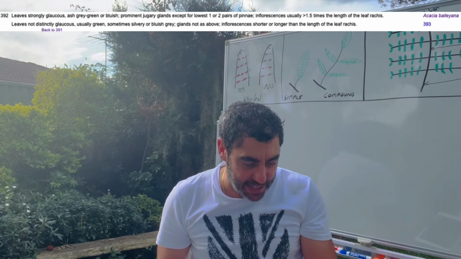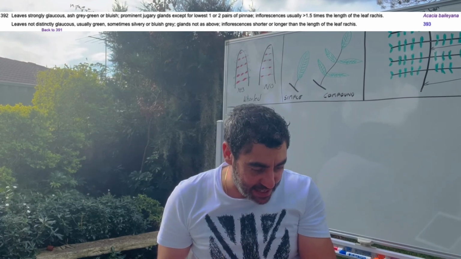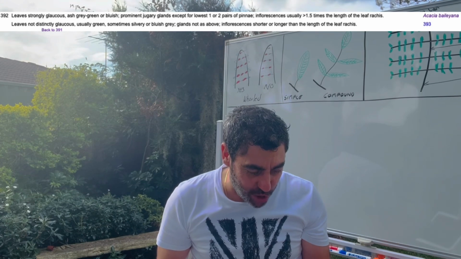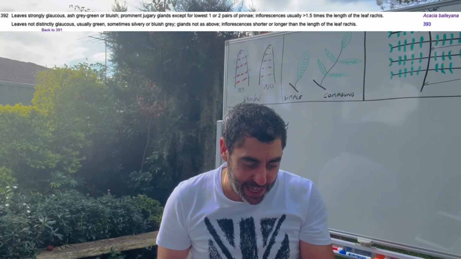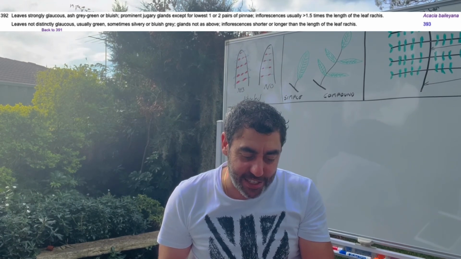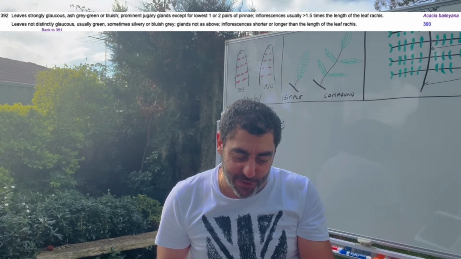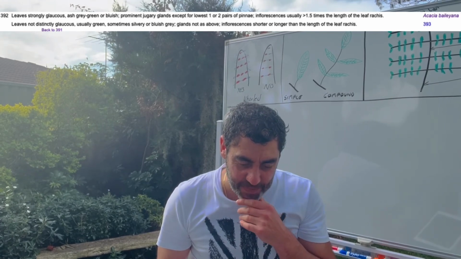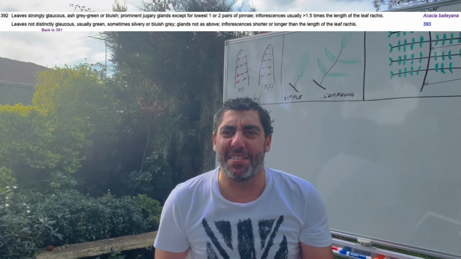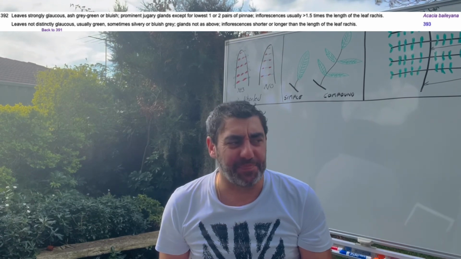Then the next part: the jugary glands, we've got the glaucous, except for the lowest 1 or 2 pairs of the pinnae. Inflorescence usually 1.5 times the length of the leaf rachis. And so we land on Acacia baileyana.